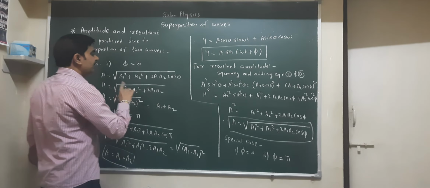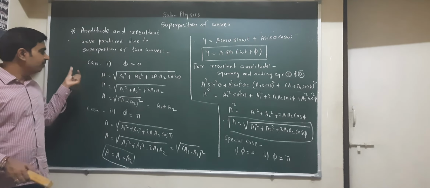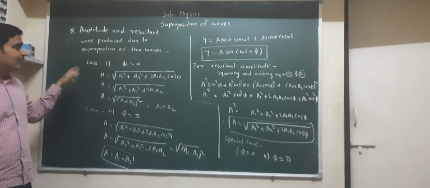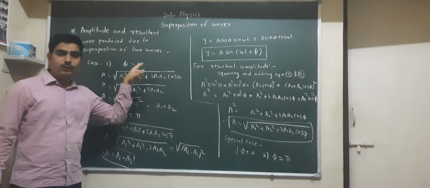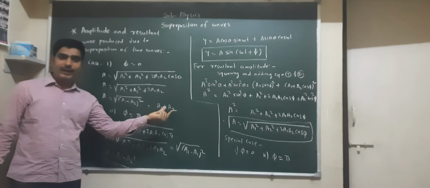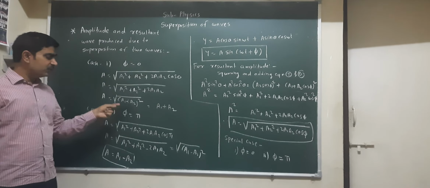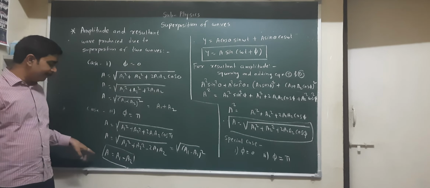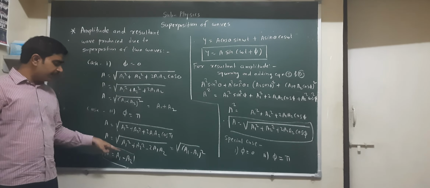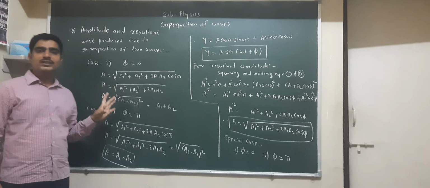So friends, in this way we have got the equations for case 1 and case 2. In case 1, if phi is equal to 0, the resultant amplitude A is equal to the sum of the individual amplitudes, and in case 2, if phi is equal to pi, then the resultant amplitude is equal to the subtraction of the two amplitudes. So I hope you have understood this part.